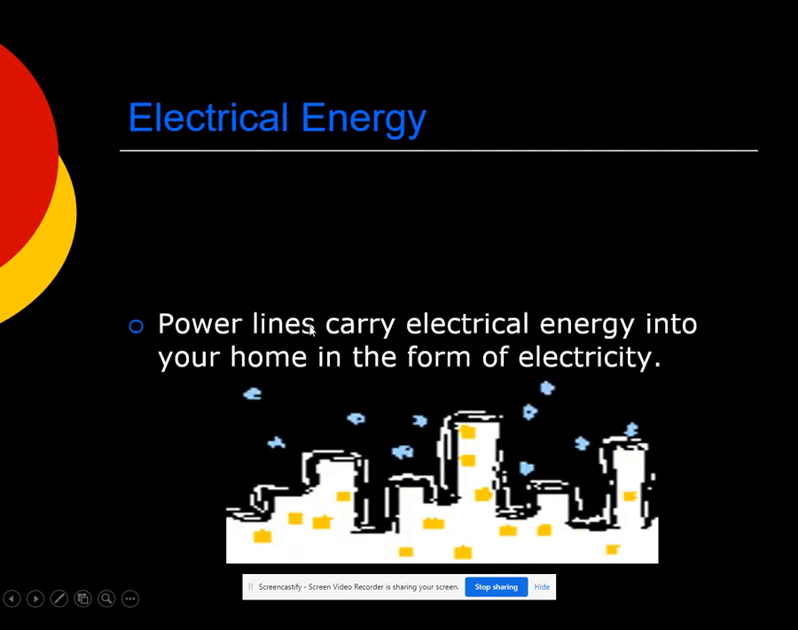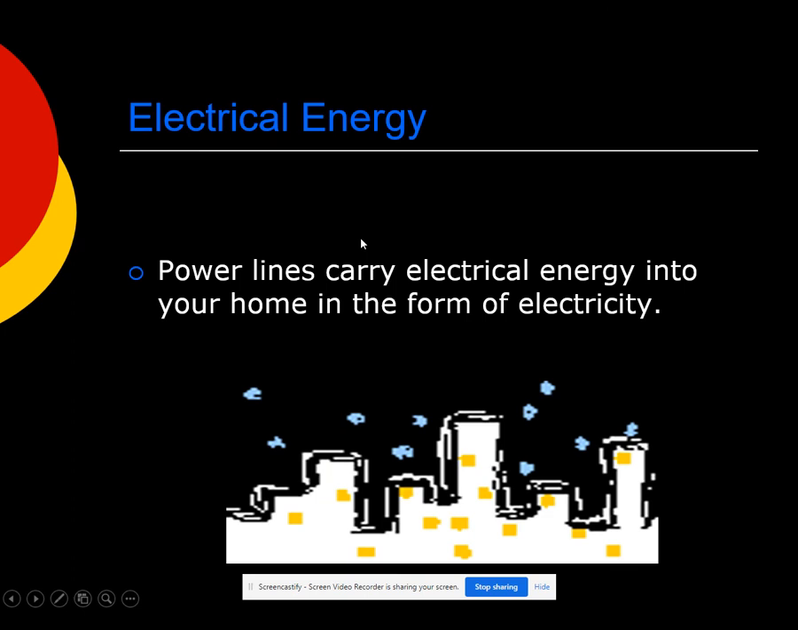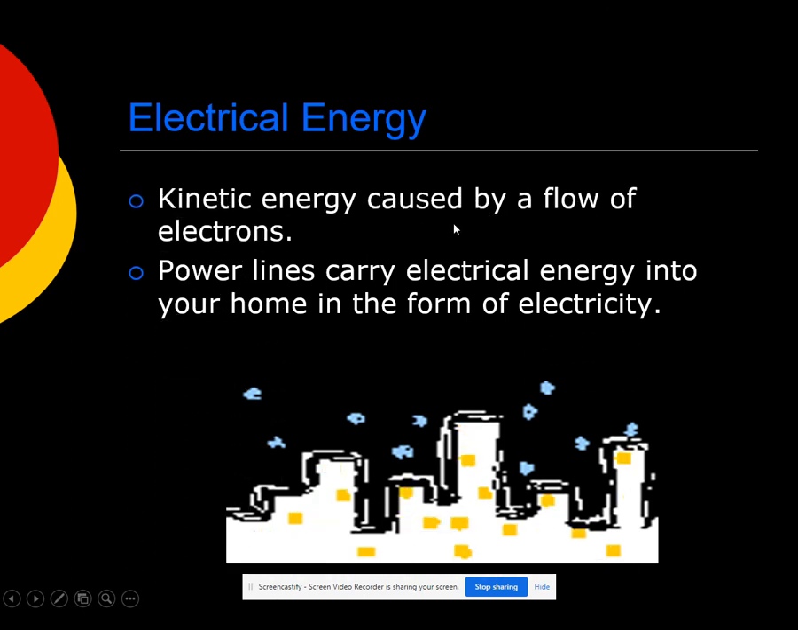All right, now we got electrical energy. Electrical energy is all about moving electrons. It's the flow of electrons. It's literally the definition of electricity, the flow of electrons. So since electricity has to be flowing, it's got to be kinetic energy because it's movement of electrons. And then, of course, the power lines carry that electrical energy into your home. You plug things into the outlets and you get power.